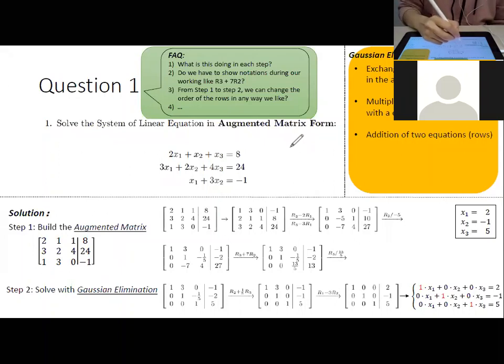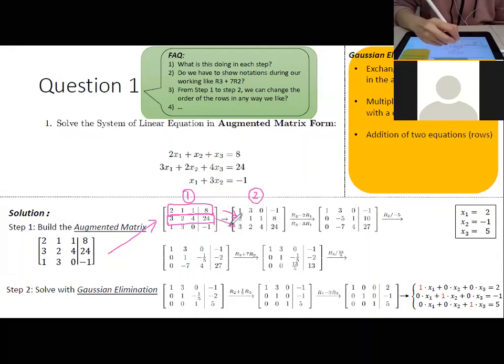So we begin with the augmented matrix that we get from the first step. For the sake of simplicity, I denote this matrix as matrix 1, and this is matrix 2. We can see that from the first step to the second step of Gaussian elimination, the first row of matrix 1 now becomes the second row of matrix 2. And the second row of matrix 1 now becomes the third row of matrix 2. And then we see the last row. The last row in matrix 1 now becomes the first row of matrix 2.